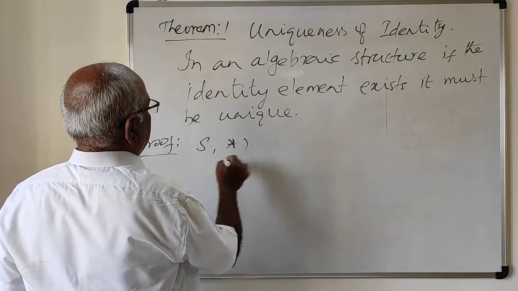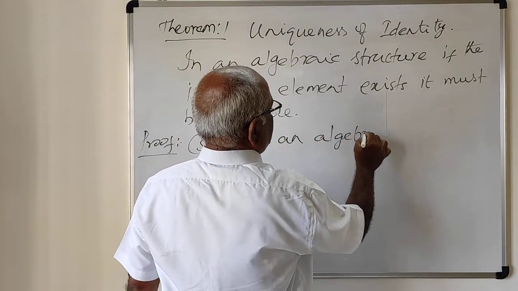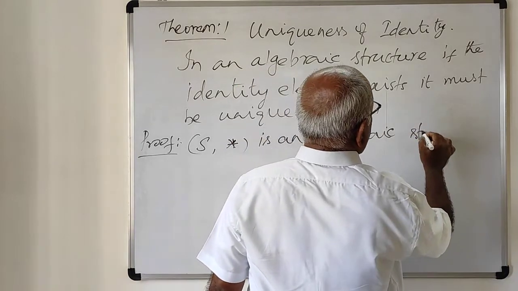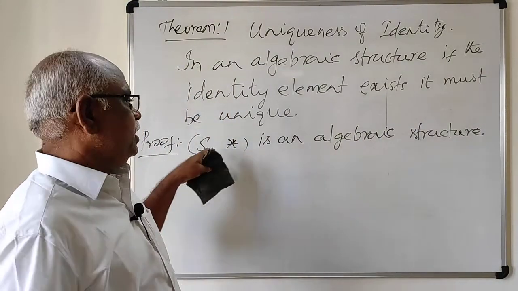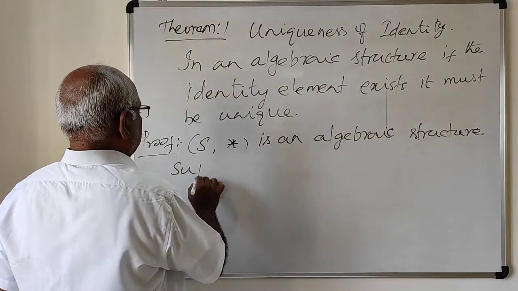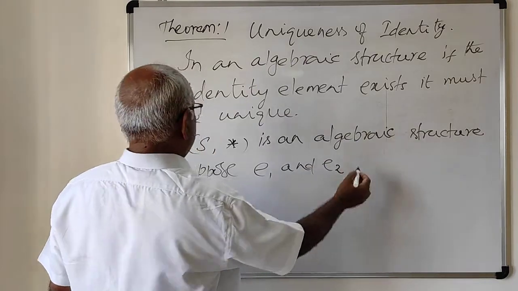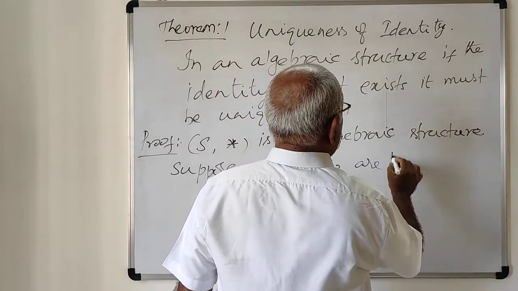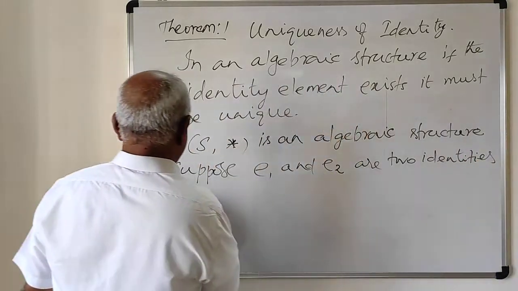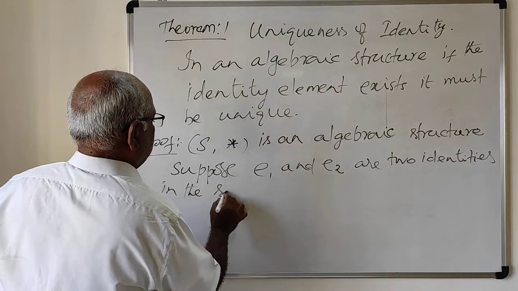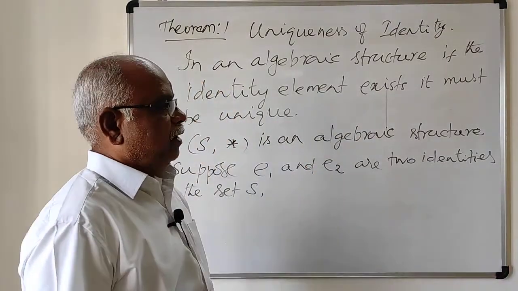(S, star) is an algebraic structure. Suppose E1 and E2 are two identity elements belonging to the set S. We have to prove they are equal, that there should be only one: E1 equal to E2.